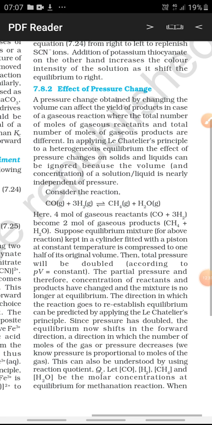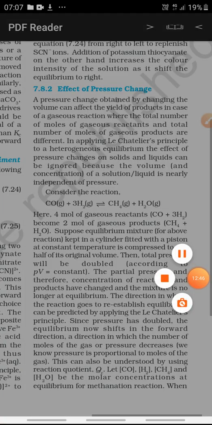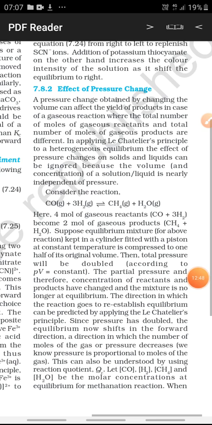See children, let us consider the reaction CO + 3H2 gives CH4 + H2O. Now, the effect of change of pressure depends upon the number of moles. On the reactant side, there are 4 moles. One more thing you have to remember: the effect of change of pressure is considered only for homogeneous reactions in which the reactants and products are present in the gaseous state.